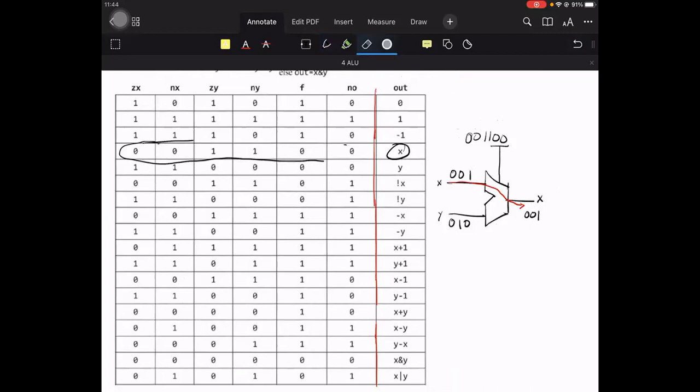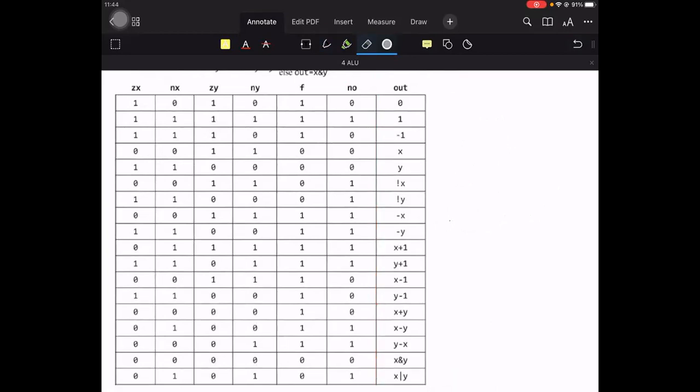So conceptually, that's how a very simple ALU works. Before I go further, any questions? Does the class have any questions? Do you understand basically the ALU?